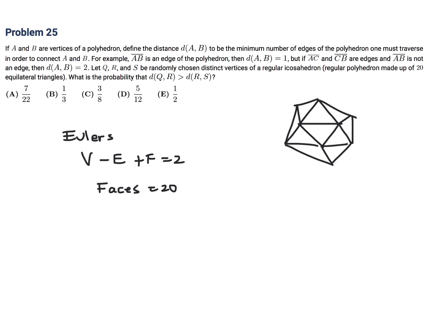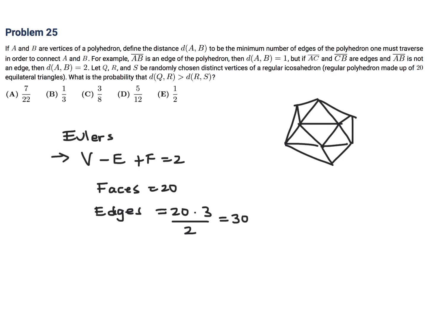Okay, so the number of edges: there are 20 faces, and each has 3 edges, because each of them is a triangle. And then, in the end, you have to divide by 2, because each edge is shared by 2 faces. So if we just did 20 times 3, we would double count. So you divide by 2, and you get 30 edges.